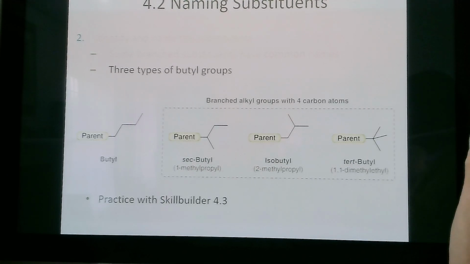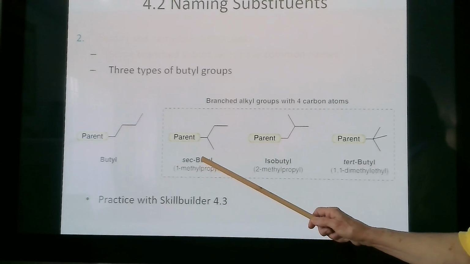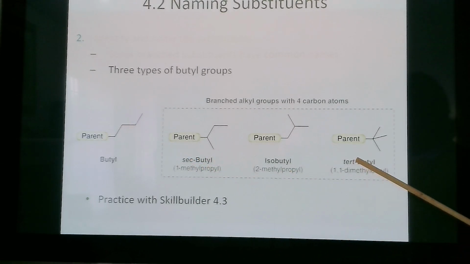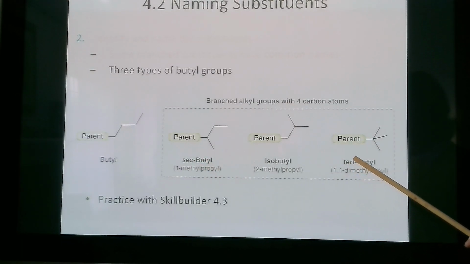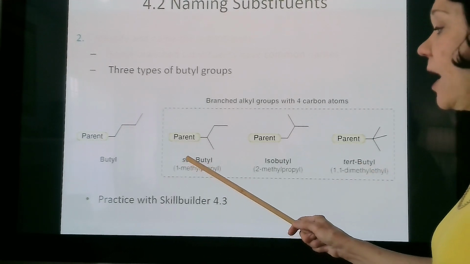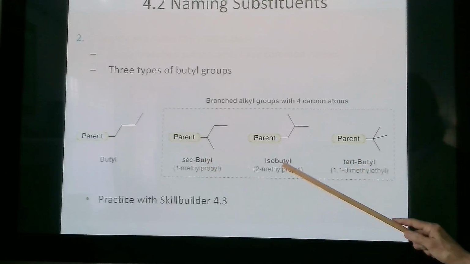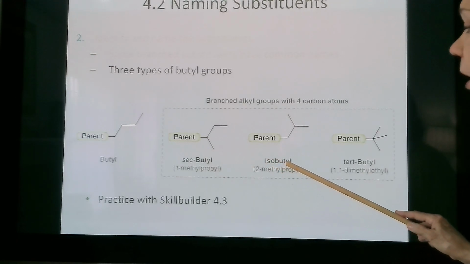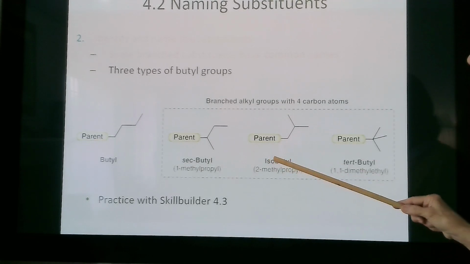One last thing I think I should point out, because this is part of the name. You'll notice that sec of sec-butyl and tert of tert-butyl are in italics, and there is a hyphen between sec and butyl. There is a hyphen between tert and butyl. Sometimes this is abbreviated as just an italicized S-butyl or T-butyl. But iso is actually part of the name, okay? Iso is part of the name. It is not in italics.